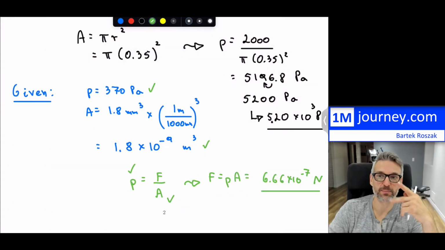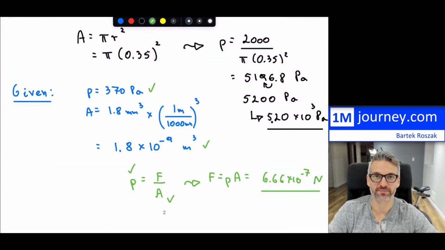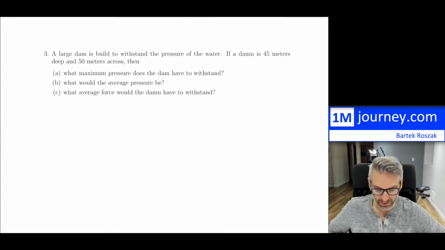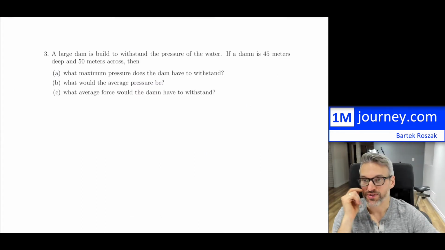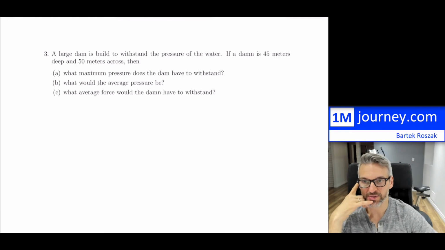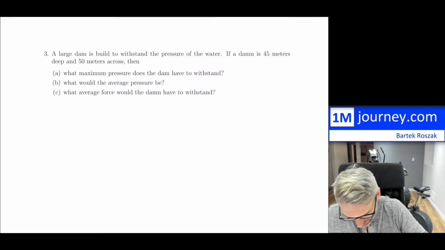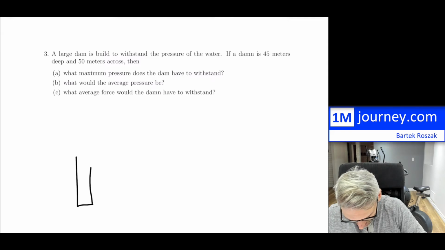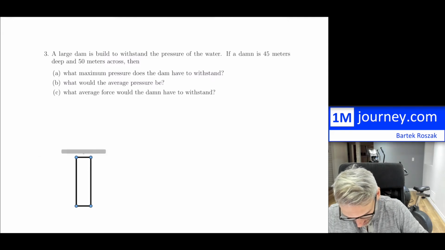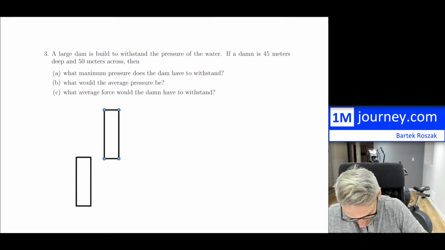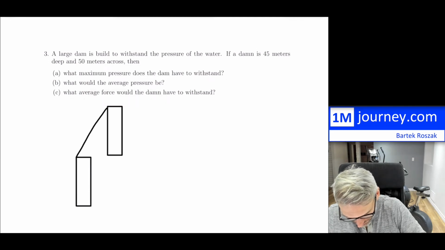So that's problem number 2. That one's done. Here is problem number 3. It says a large dam is built to withstand the pressure of the water. If a dam is 45 meters deep and 50 meters across. All right, so let's try to visualize this. I guess you have some kind of a dam, kind of like this. You're going to have some dam built out. I'm going to try so that you can visualize this throughout.